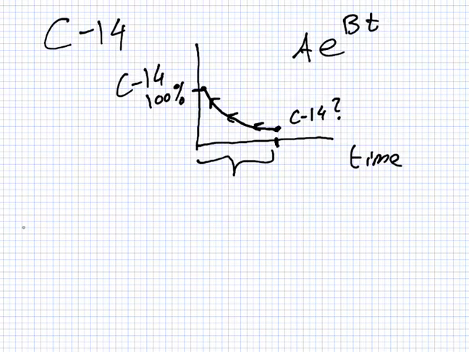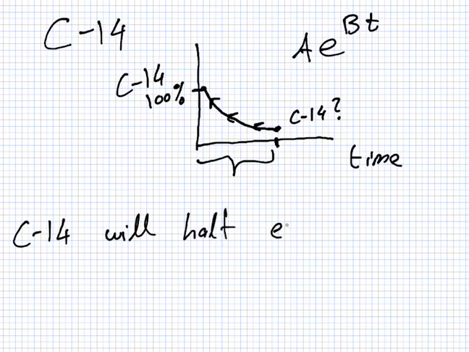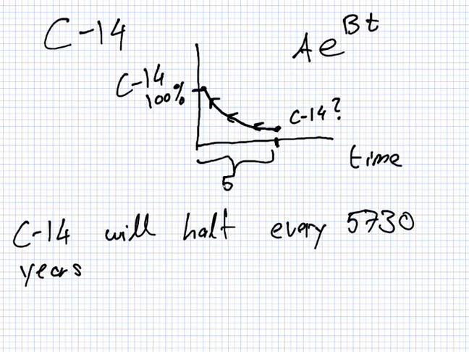In fact, carbon-14 will halve every 5,730 years. So what this means is after 5,730 years, there will be 50% left. So you can see that carbon-14 decays very slowly. It takes nearly 6,000 years before the carbon-14 has reduced by 50% in the dead animal.